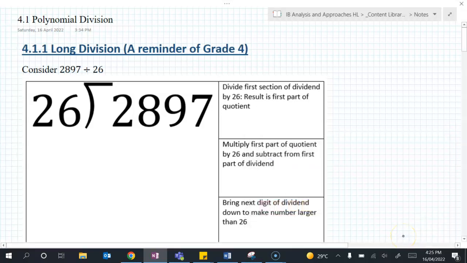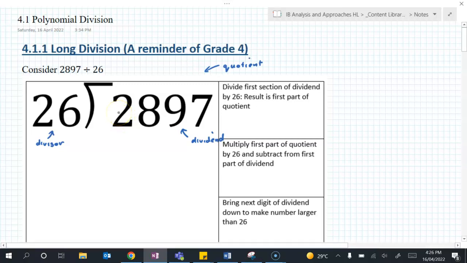So if I'm trying to do 2,897 divided by 26, the process of long division says that I've got to start by dividing the first section of the dividend. So the dividend is this number here, and this is the divisor, and the quotient will be what we get up the top. So they're the key terms that we're going to be referring to.